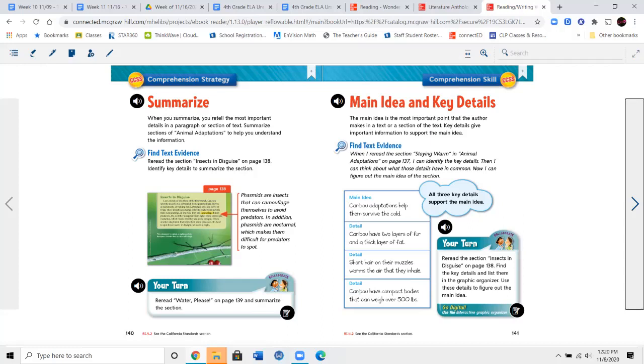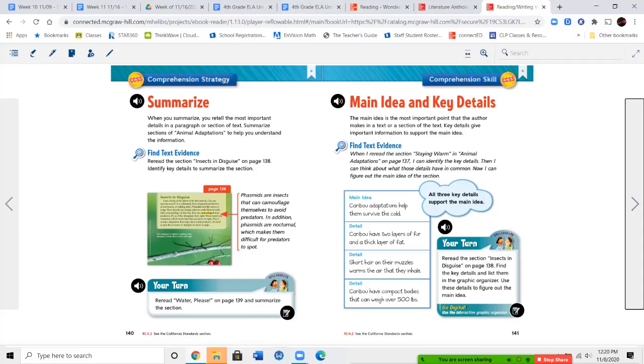Now we're also going to revisit the main idea and key details in a story. So when you're reading something, the main idea is what that entire thing that you're reading, that whole passage, is about. And the key details are what give you more information about it. So let's go ahead and take a look at this part of our notes.